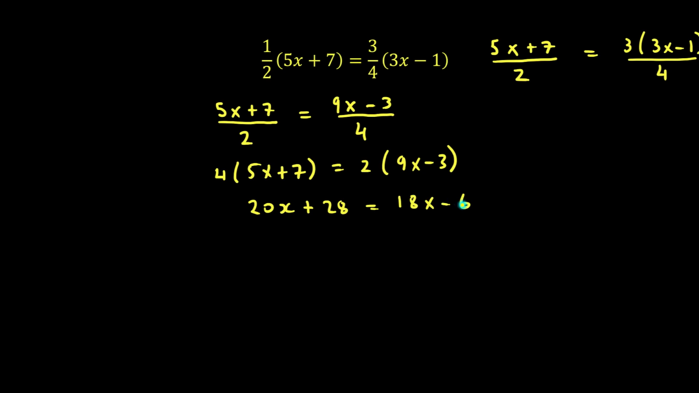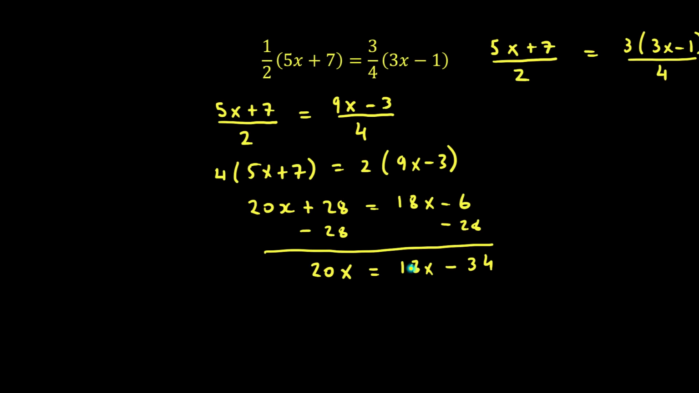18x minus 6. Once again, I subtract 28 from both sides, and that would give me 20x, which is equal to 18x. Now negative 6 minus 28 would simply give me minus 34. And then I would need to subtract the 18x from both sides.